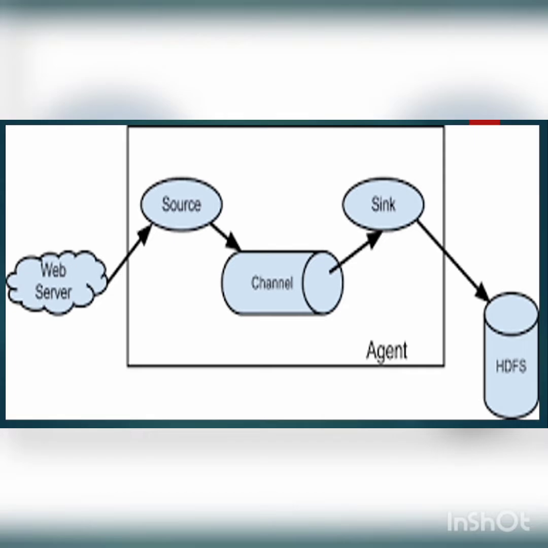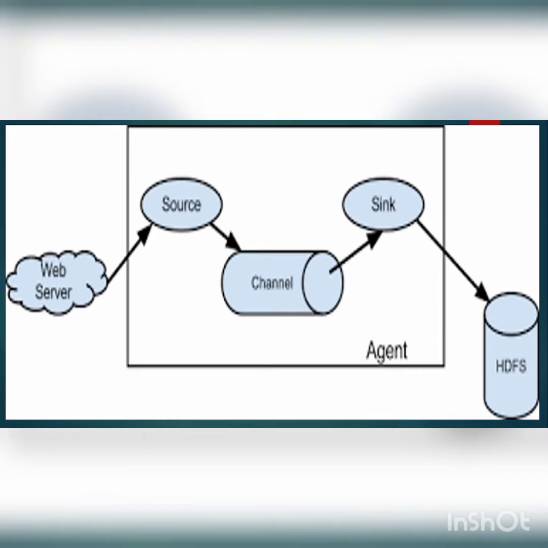The last component of Apache Flume is the sink. It basically collects the data from the channel and then writes the data to the HDFS permanently. Together, the three components are called the agent of Apache Flume.